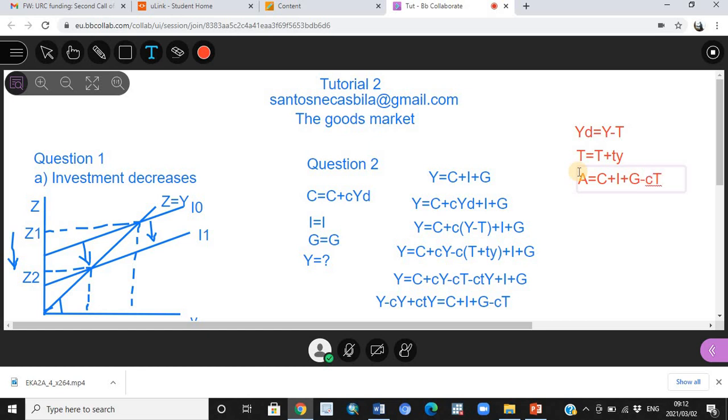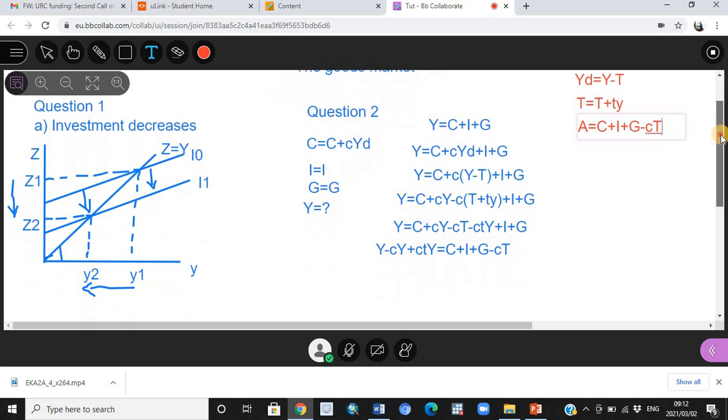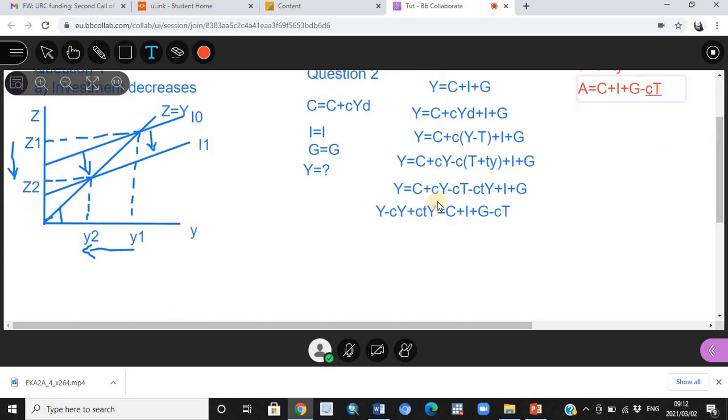Whenever we say autonomous, it must come to your mind that we mean autonomous C plus I plus G minus cT. Let's move on. Because we are interested in deriving equilibrium income, not all these expressions, we will just factorize the common factor.